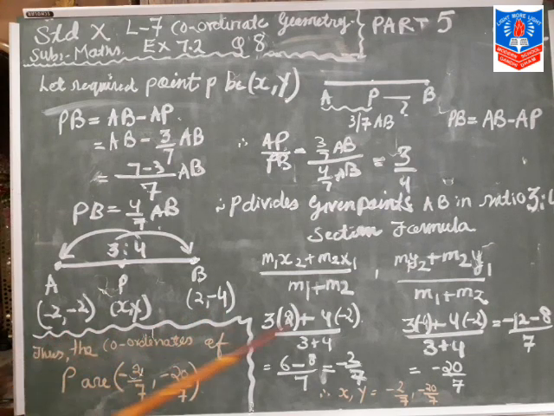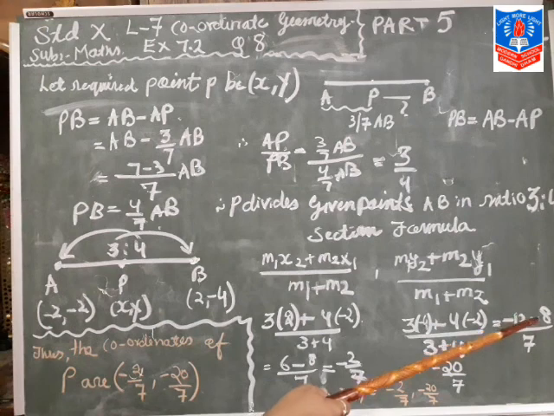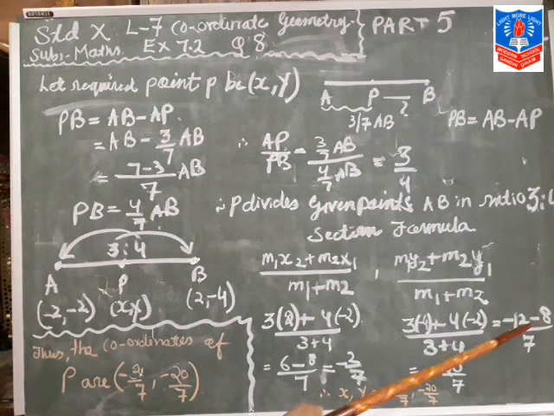y1 minus 2. Clear? So now 3 4s are 12. Minus plus minus minus. 4 2s are 8. Minus 12 and minus 8. Minus 20 upon 7. Clear?